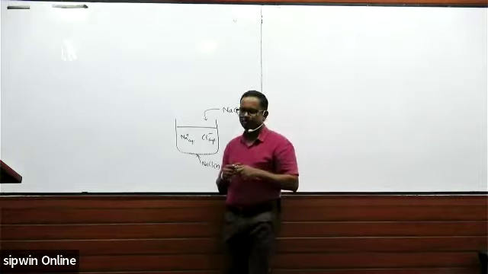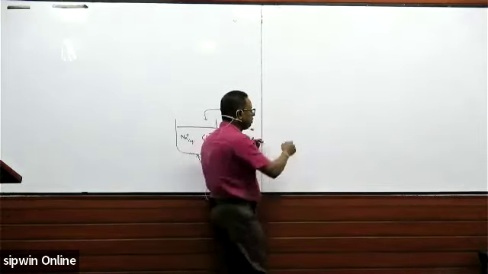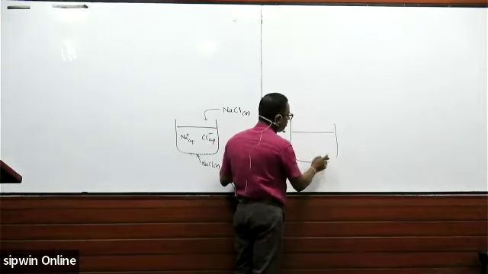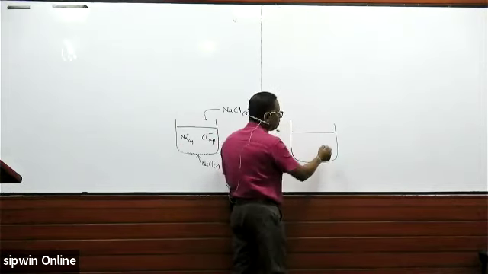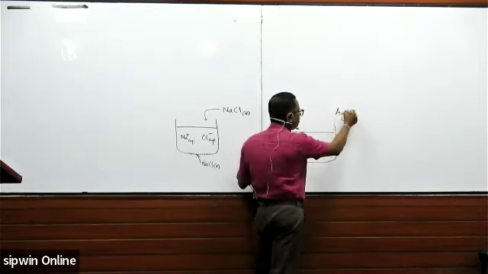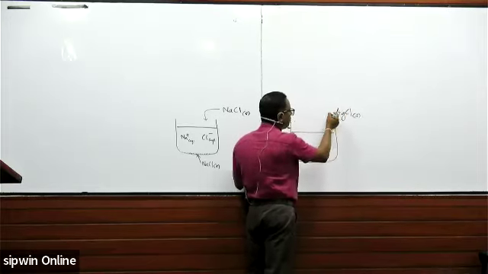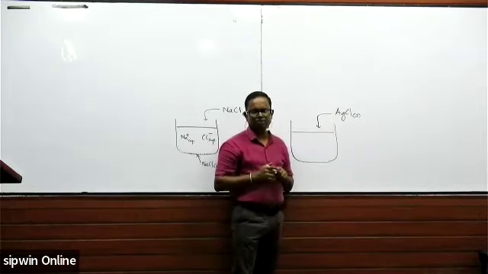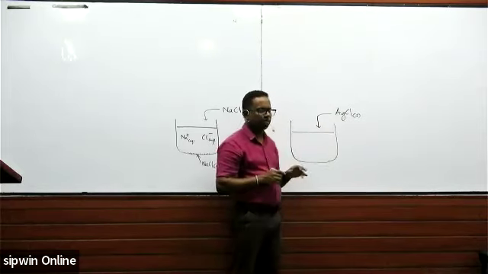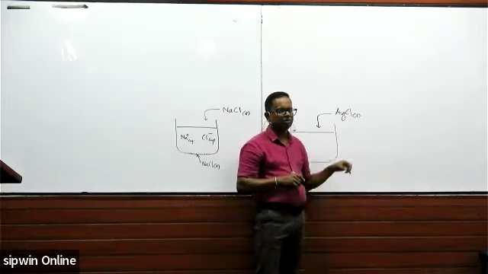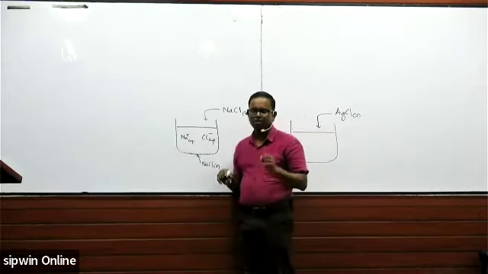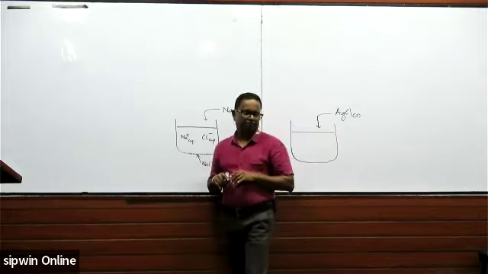Now what happened there? You take silver chloride and a water container, right? Silver chloride is added into this one. Now the difference between silver chloride and sodium chloride is that both are strong electrolytes, but silver chloride is very weakly soluble. Sodium chloride is very strongly soluble.